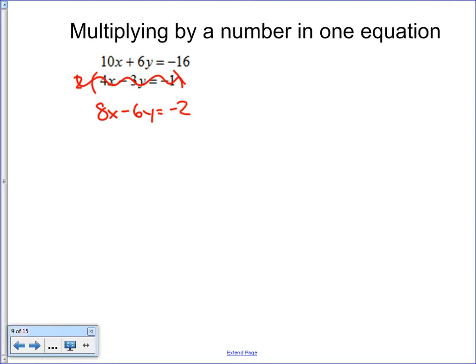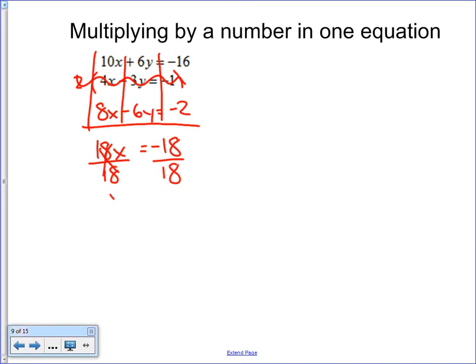So we're going to go ahead and do that. Now, these won't actually just jump right at you. You kind of have to play around with it to get those opposite terms to pop up. But once you have that, then all you need to do is add it together. So 10x plus an 8x will give me 18x. 6y and -6y, those will cancel. So negative 16 minus 2 will give me negative 18. And dividing by 18 on both sides, I get that x will equal negative 1.